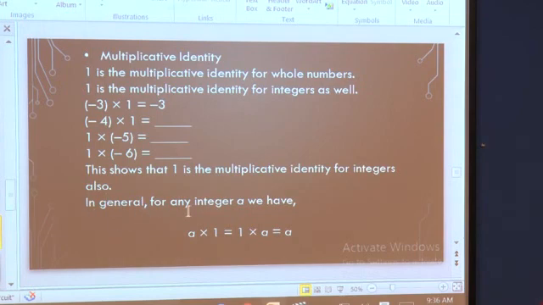In general we can remember that A into 1, where A can be a whole number or an integer, is always equal to 1 into A. This is because in multiplication we can change the places and the product will remain the same, that is our integer.